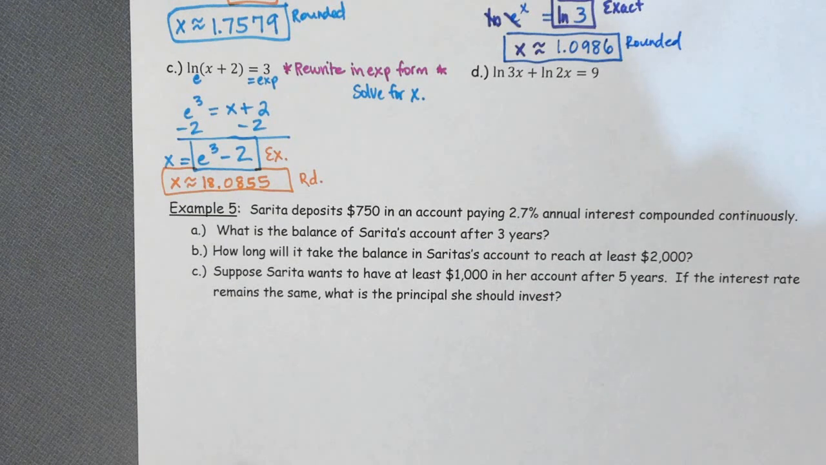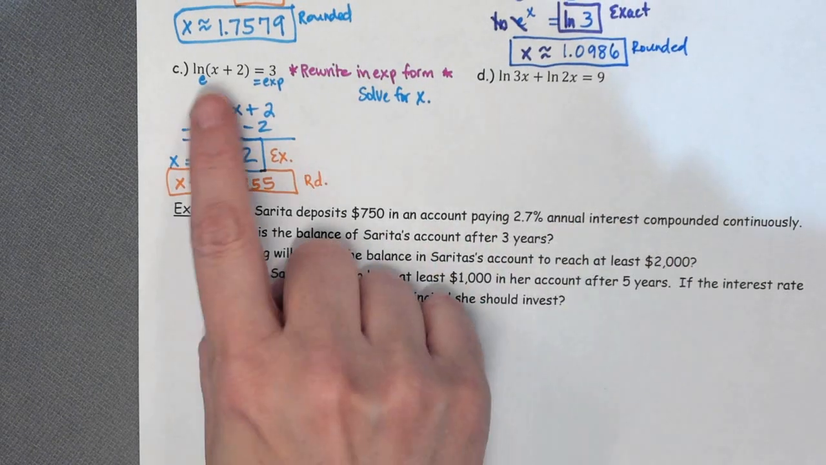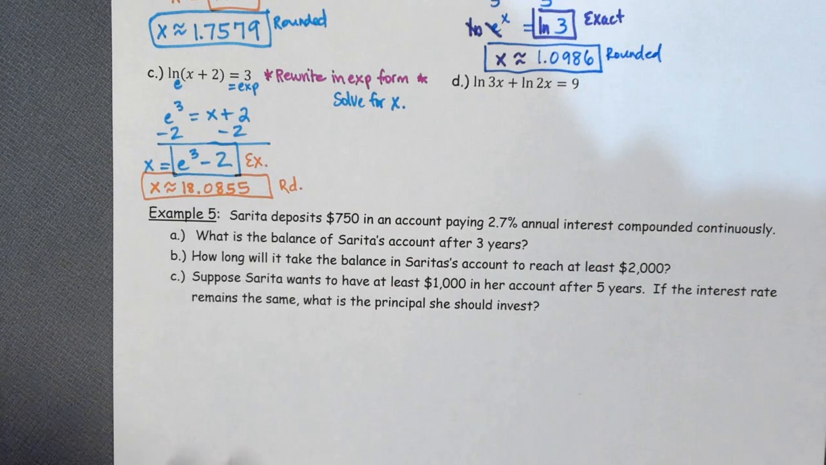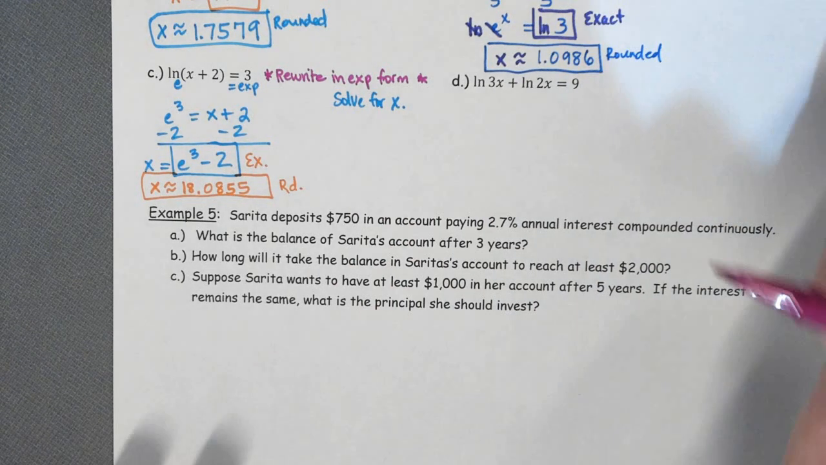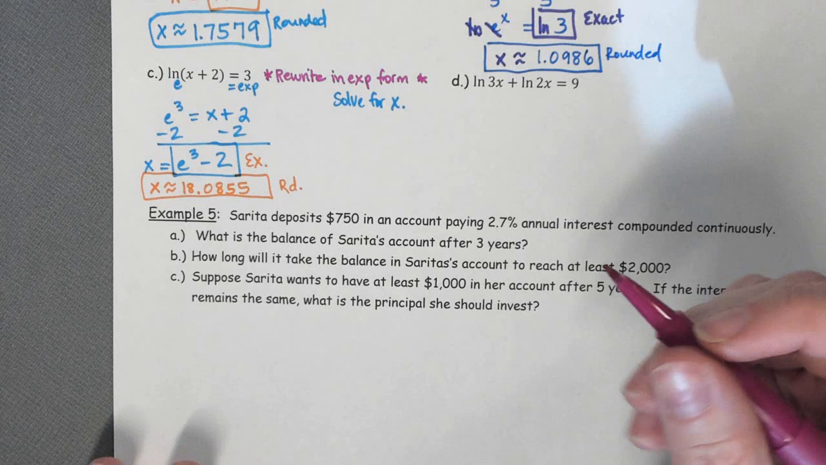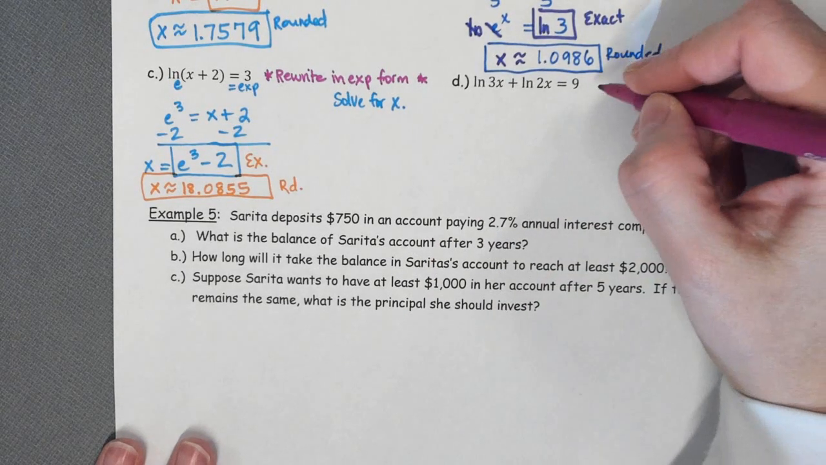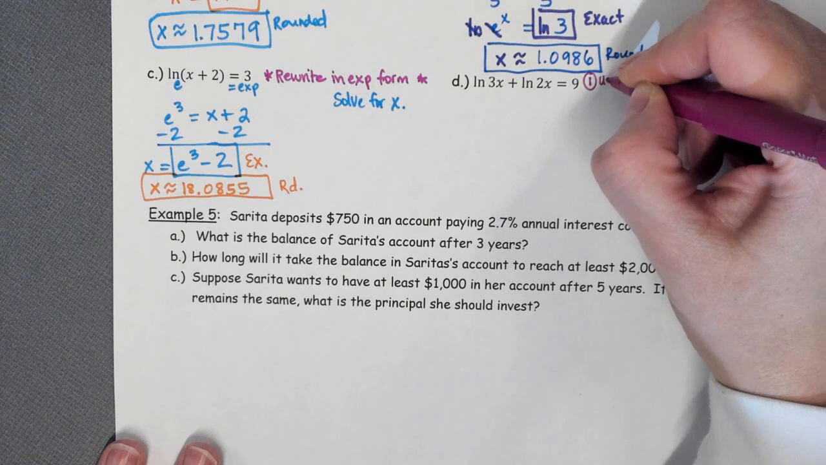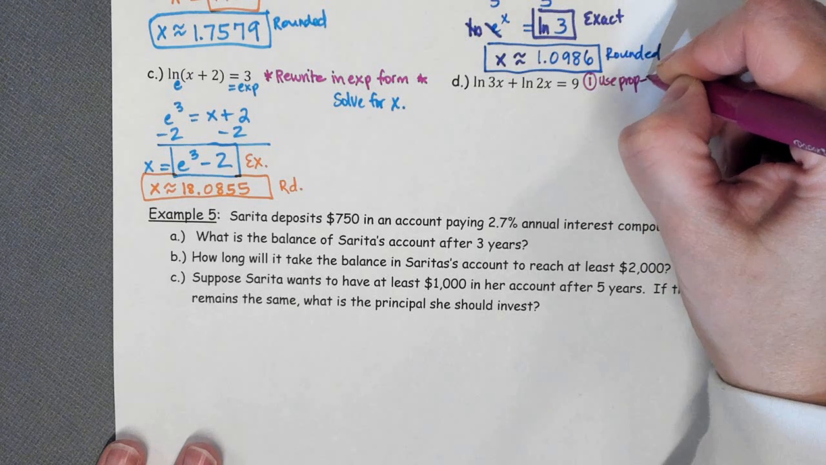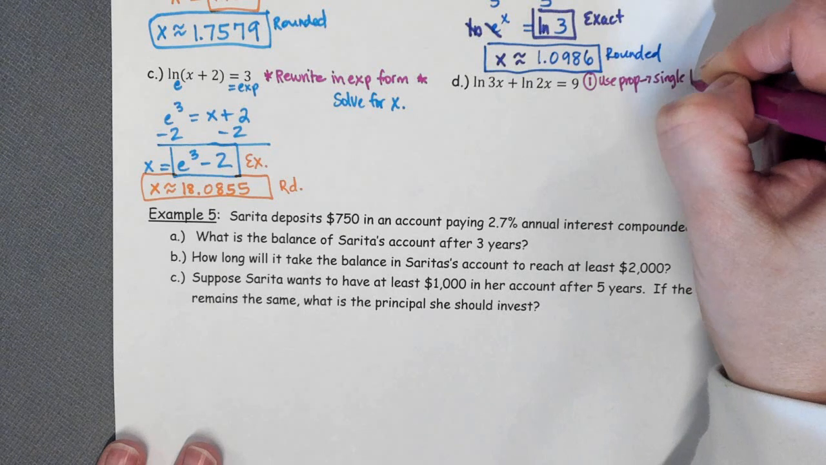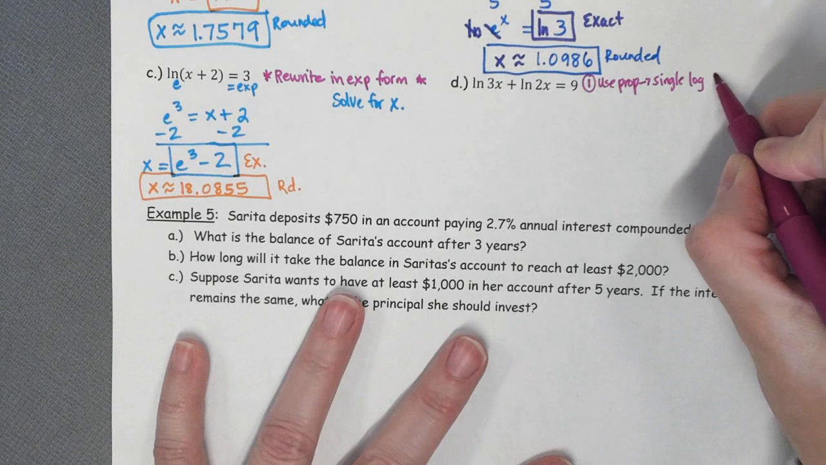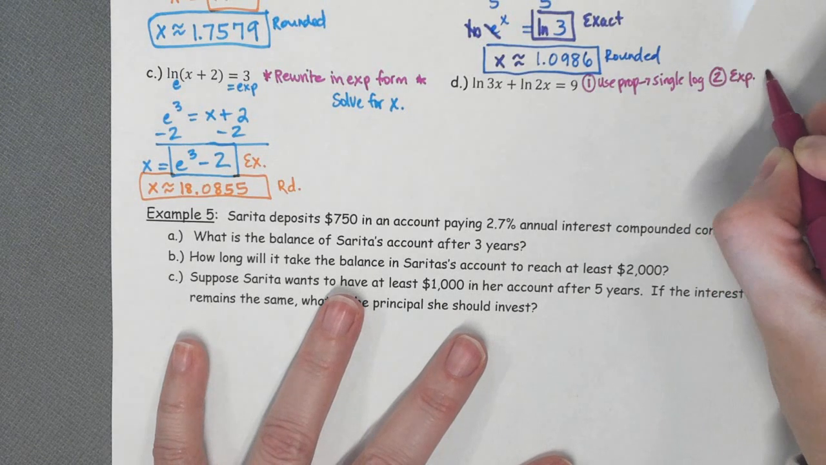Let's start with the product rule. Before you can rewrite an exponential form, you can only have one log. So you have to make it into a single log first. Give yourself some room for this one. Use properties to make it into a single log. Then you're going to write it in exponential form.